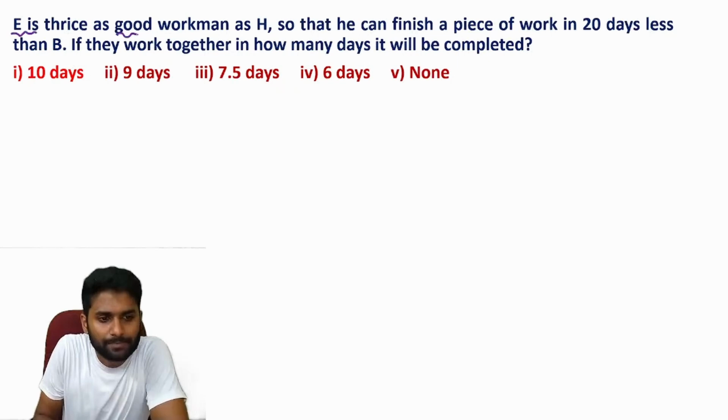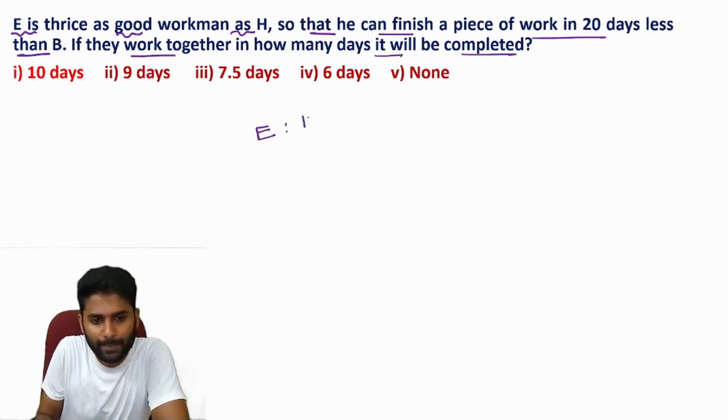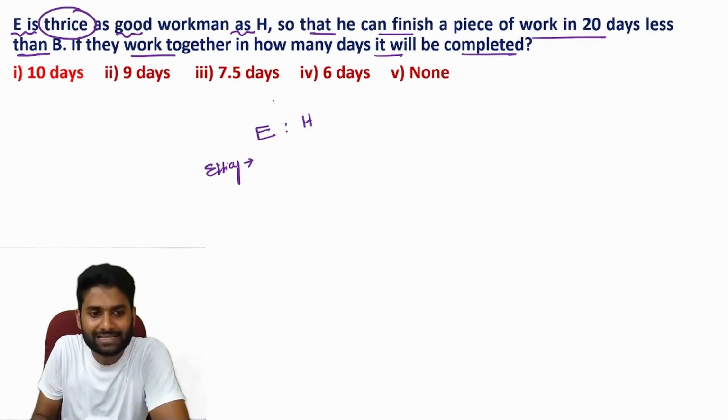E is thrice as good a workman as H. Show that he can finish the piece of work 20 days less than B. If they work together, how many days will they take to complete it? Now see, comparison, efficiency. Efficiency of E and H. E is thrice as good a workman as H.